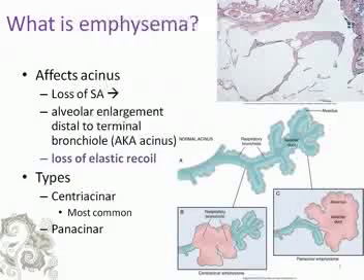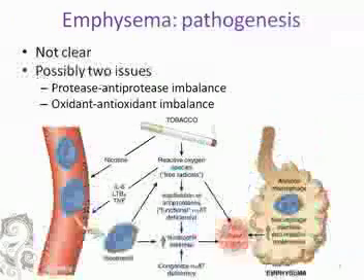So in these patients with panacinar, there may be no cigarette smoke present. It may be a genetic defect or a congenital malformation that's happening, and you have a misexpression of alpha-1 antitrypsin. Okay, so we'll talk a little bit more about that here in a moment.